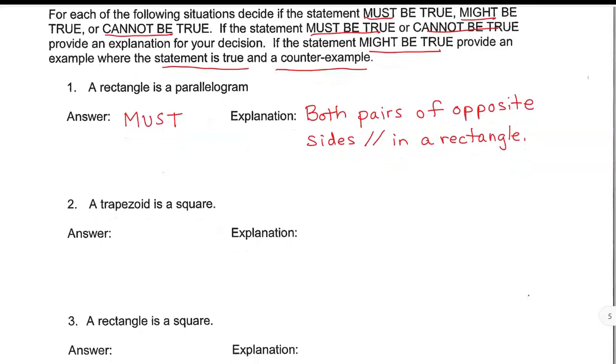Number 2, a trapezoid is a square. If you remember in the card sort, we removed the trapezoids from the pile before we saw the parallelograms, and a square is a parallelogram. A trapezoid cannot be a square. The explanation would be a trapezoid has exactly 1 pair of opposite sides parallel, but a square has both pairs of opposite sides parallel, which makes it a parallelogram.